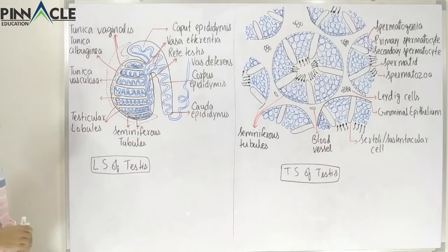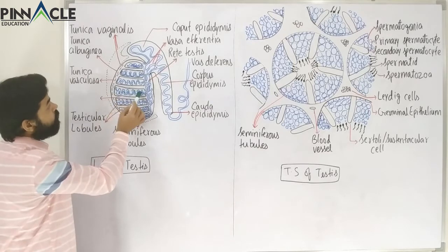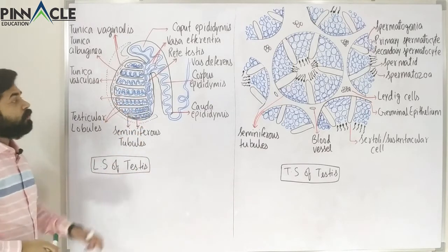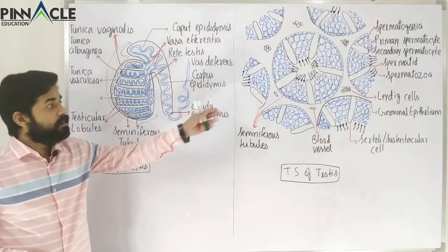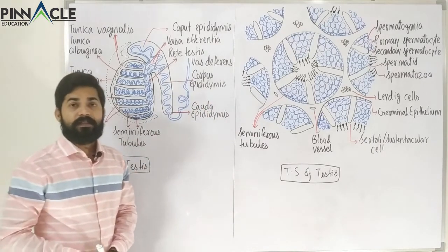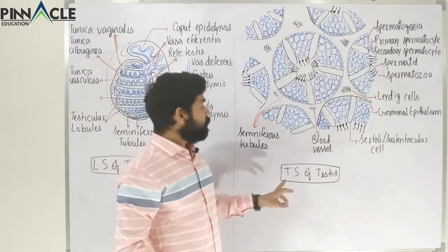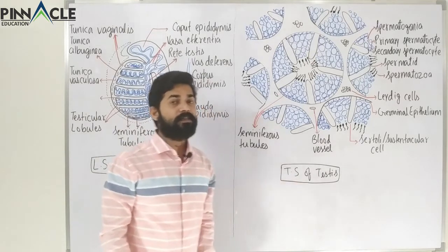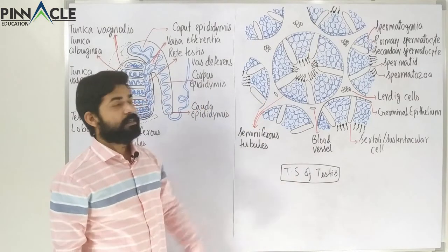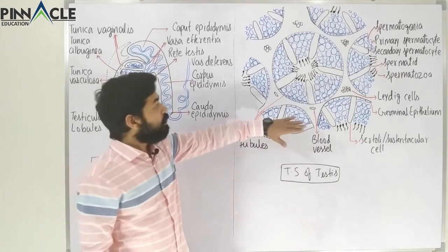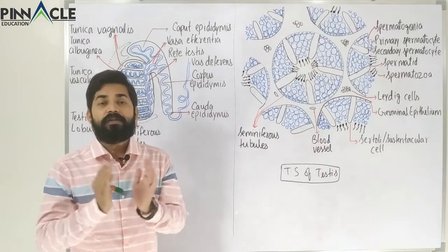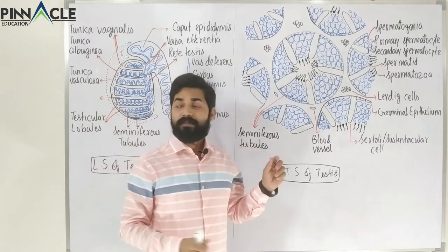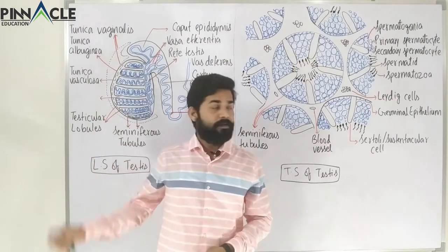Apart from that, you can see here there are lots of testicular lobules. There are certain spaces which are called interstitial spaces, and we will see what is present in the interstitial spaces. So this is the transverse section of the testis, and when we see it, we get to see lots of these circular, transverse or outline cross sections of certain tubules which are called seminiferous tubules.